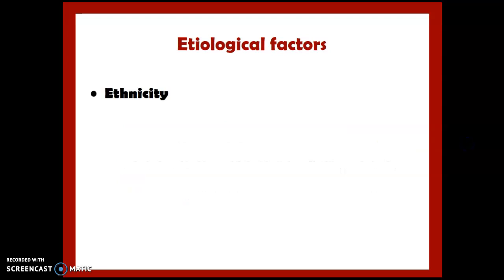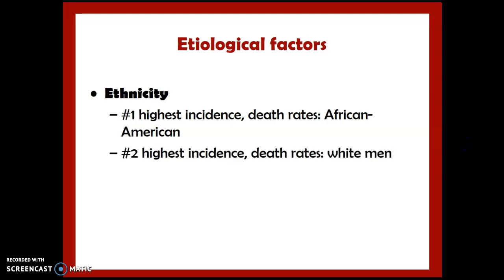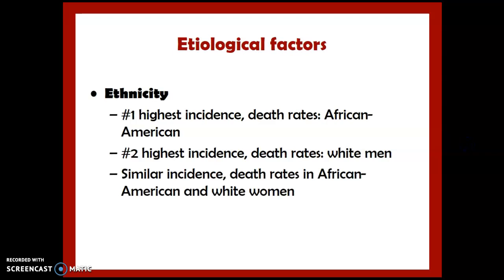Ethnicity, along with being linked to other types of diseases, is linked to cancer development too. Excuse me. Sorry for the yawn. Now, the number one highest incidence of cancer and death rates are in the African American population. The second highest incidence and death rates are in white men, and then we have similar incidence and death rates in African American women and white women. So our number one highest incidence and death rates are in African American men. That should say men there.